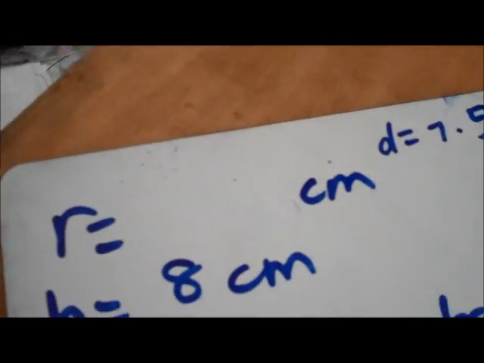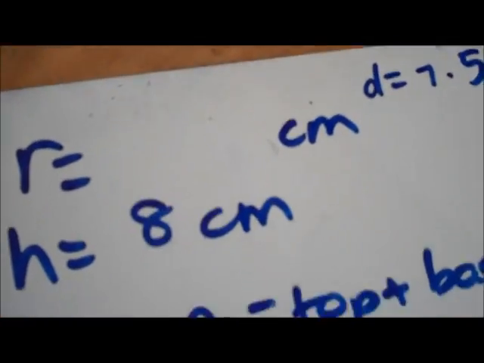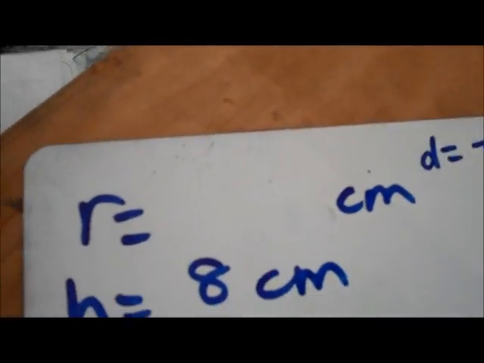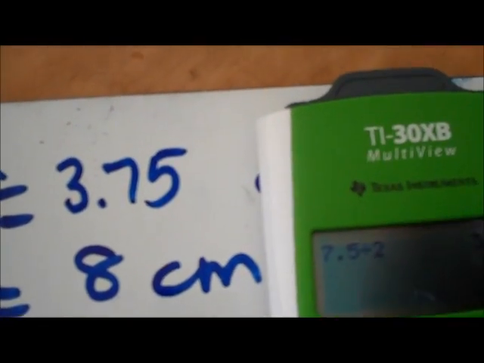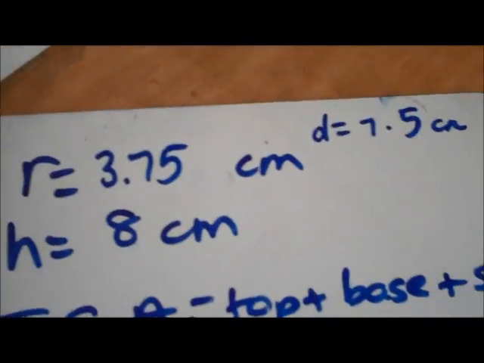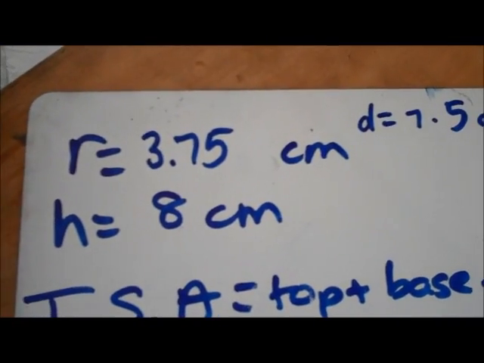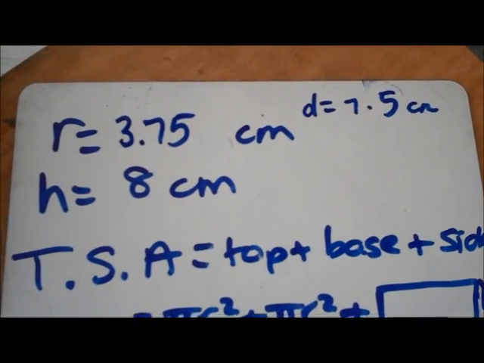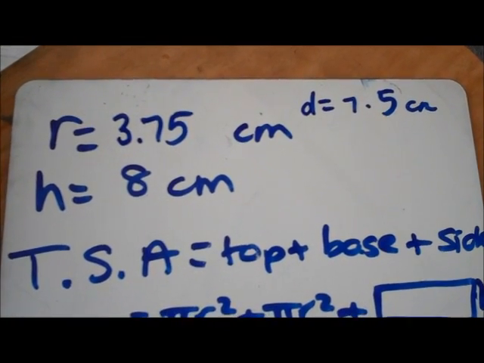Well, if the diameter is 7.5, let me just show you my calculator. 7.5 divided by 2 is 3.75. So my radius is 3.75 centimeters. Don't get sucked into using the diameter. Alright, remember to check. The height was 8 centimeters. What is the total surface area? So that's the top, the bottom and the sides. What's the area of that?